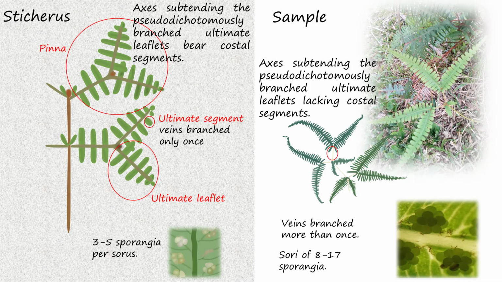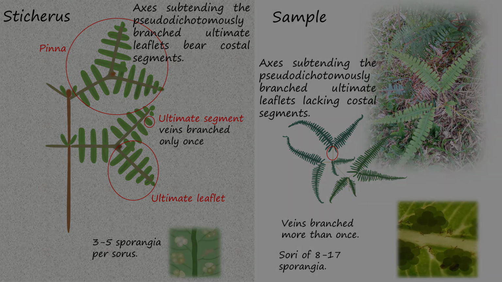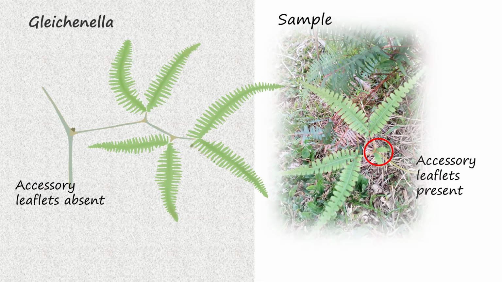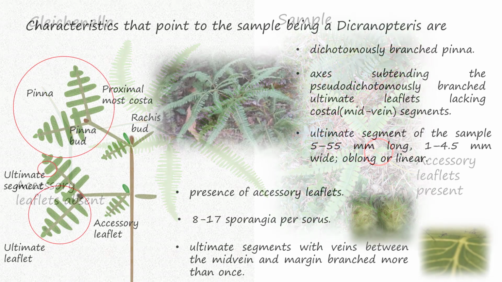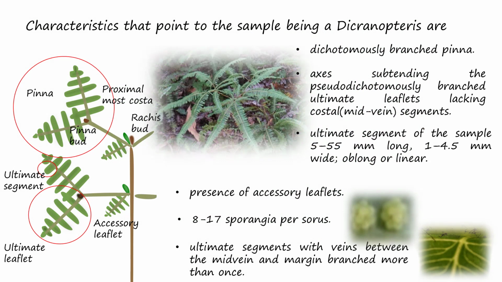The sample was not from the genus Sticherus because in Sticherus, the axis subtending the pseudo-dichotomously branched ultimate leaflets bears costal segments, unlike the sample which lacks these costal segments. The sample also has many more sporangia per sorus than reported for Sticherus. A distinct difference between the sample and species in the genus Gleichenella is the presence of accessory branches on the sample. So the sample is probably Dicranopteris due to its 1.